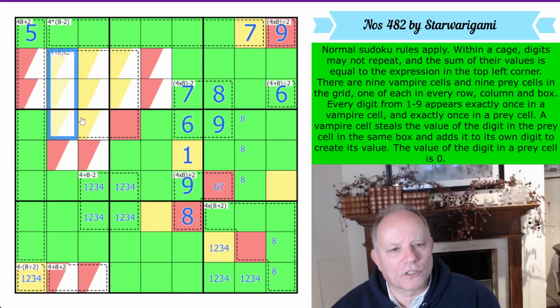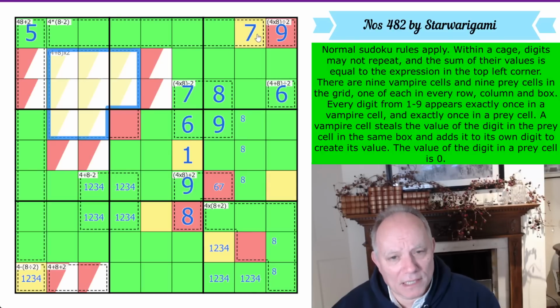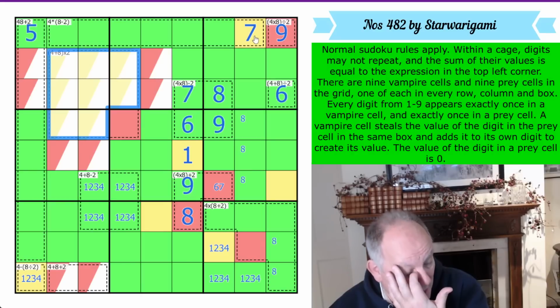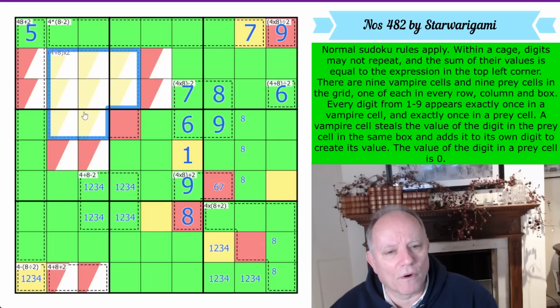Anyway, we've got 21 in the yellow cells in the cage, which is either 984. That's exactly what it is, isn't it? 9, 6 doesn't get there. We need another 6. 8, 6 doesn't get there. 984 are the vampire cells in this cage.